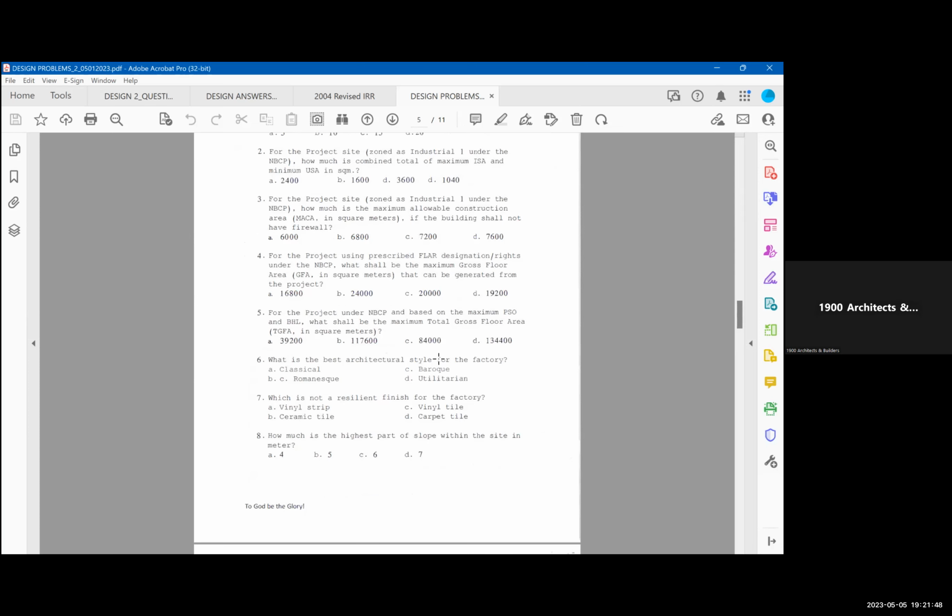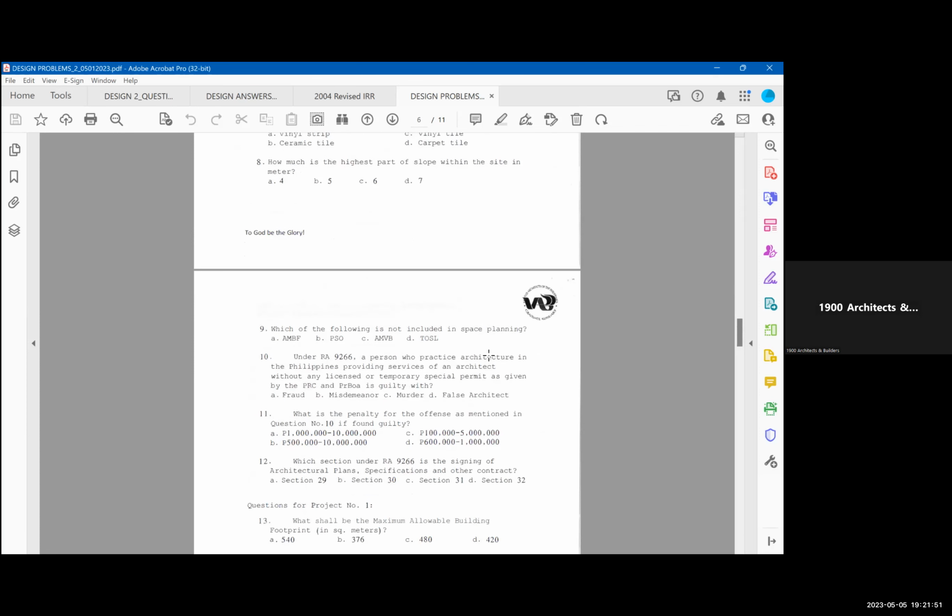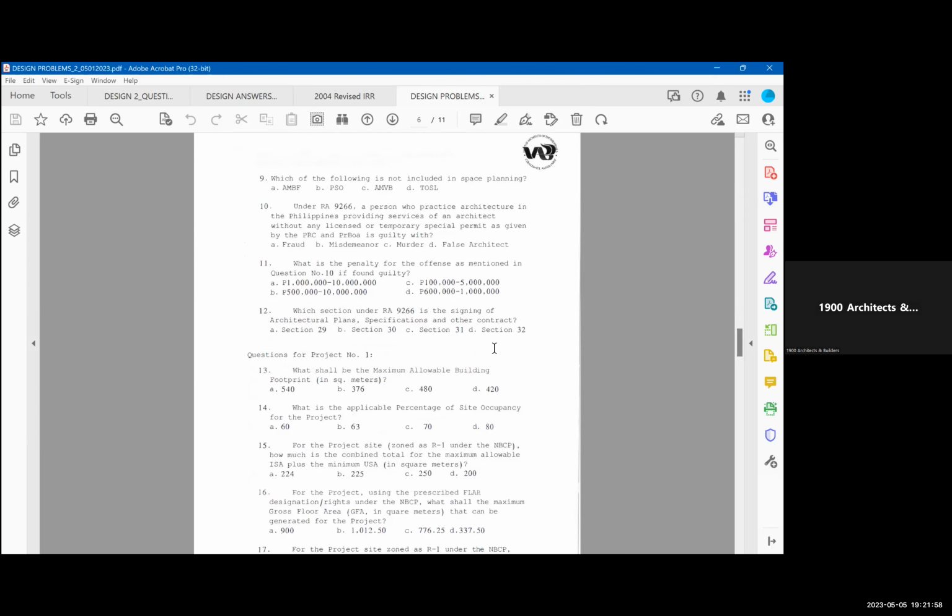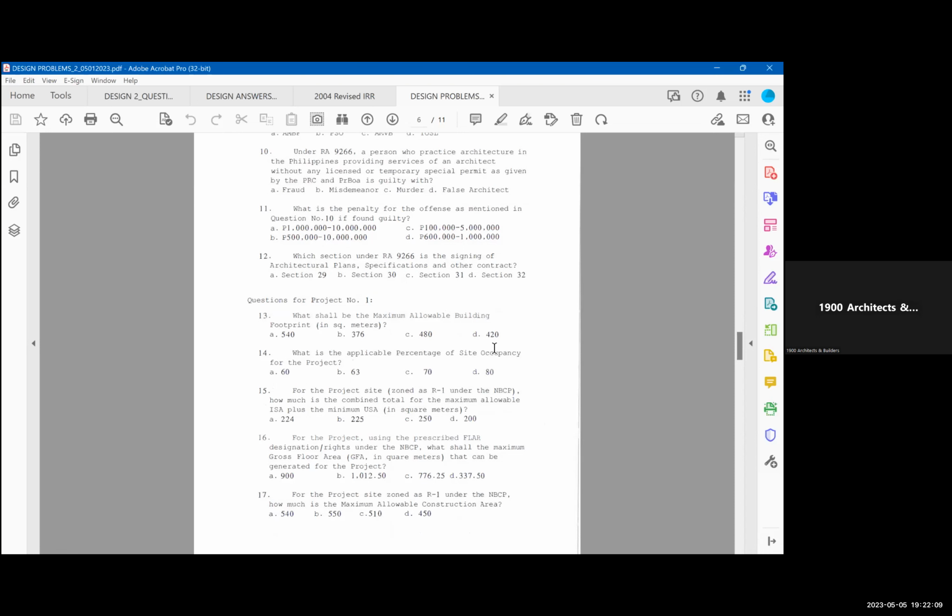So maybe, best na sagutan muna natin yung project number 1 para sunod-sunod. So let's start with question number 13. So question number 13. What shall be the maximum allowable building footprint? So let's go back to question number 1 muna para ma-refresh yung minds.